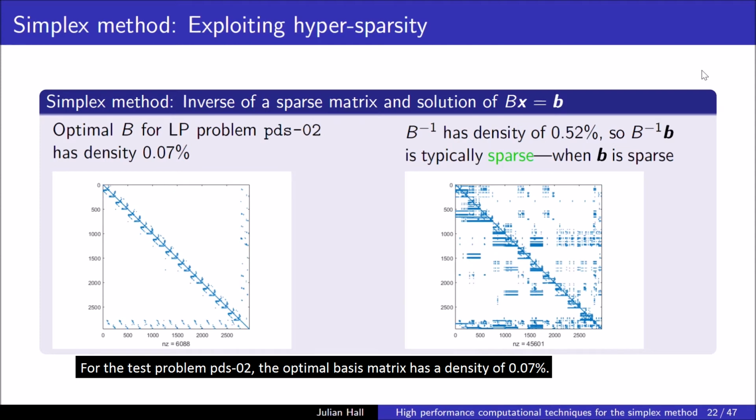For the test problem PDS2, the optimal basis matrix has a density of 0.07%. However, the structure of the matrix is such that its inverse has a density of 0.5%. Hence, when the right-hand side of Bx equals b is sparse, the solution is sparse, since it is a combination of only a few columns of the inverse.